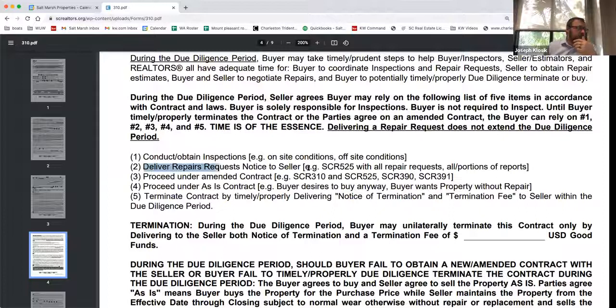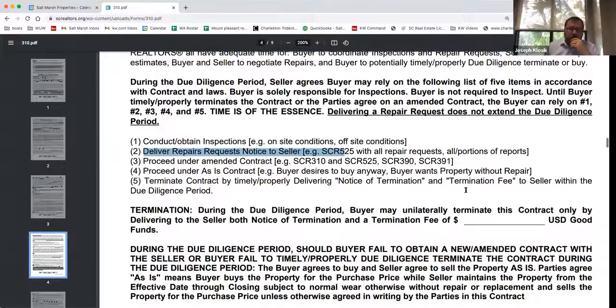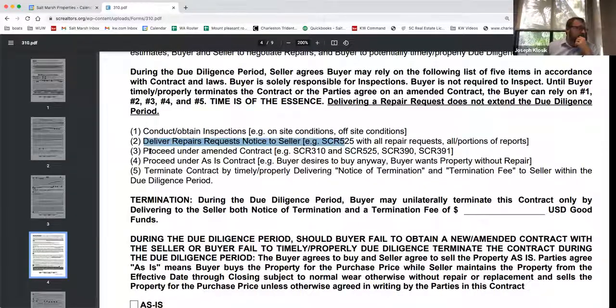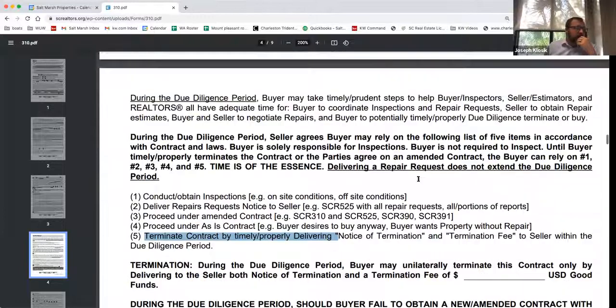When you deliver the repair request, it's asking the seller to repair anything and everything you want them to do. And they can say no to all of those. And then once that's done, you're allowed to proceed under the amended contract by saying, hey, we've agreed to these repairs. You could proceed under the as-is contract, or you can terminate the contract by 6 p.m. on this date.